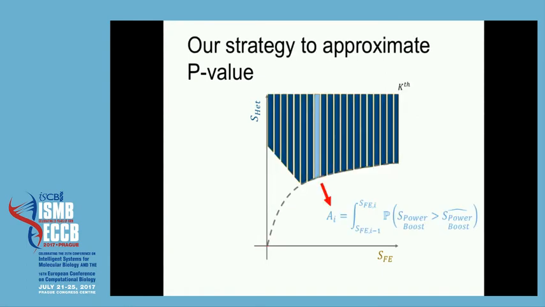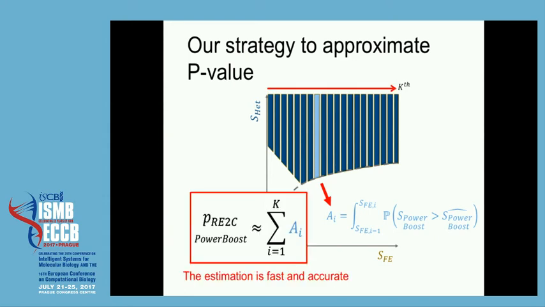So we used an approximation to estimate the p-value of our new statistical model. We first divide the entire range of fixed effect statistics into k small bins and integrate the probability for each small bin to calculate the R2C power boost p-value. This estimation is fast and accurate.